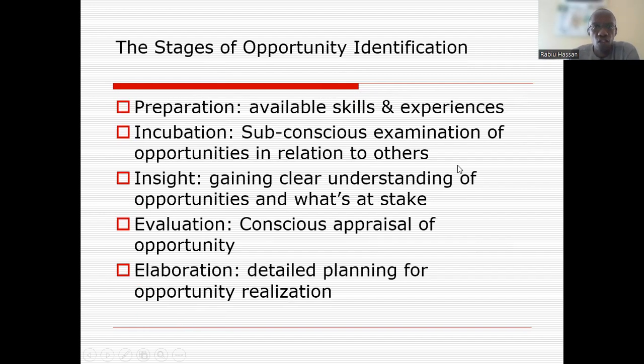And then, stages of opportunity identification. For you to be able to discover an opportunity, you need to follow some stages, from one stage to another. The first stage is preparation. Regardless of whatever it is, not only business, whatever you want to do in life, you need to prepare yourself. So preparation is the first stage in discovering an opportunity.